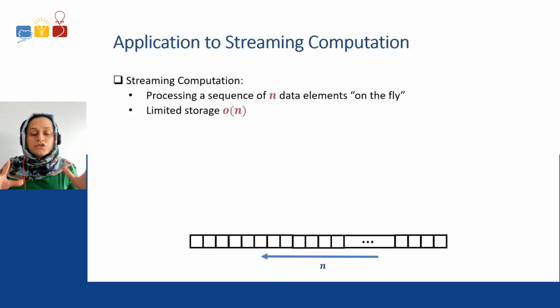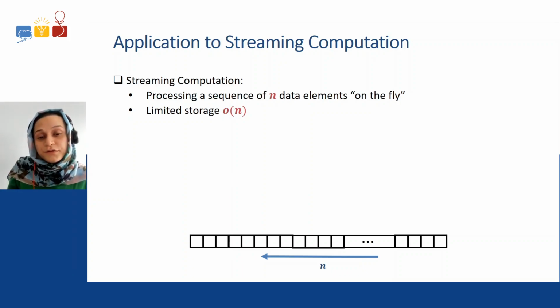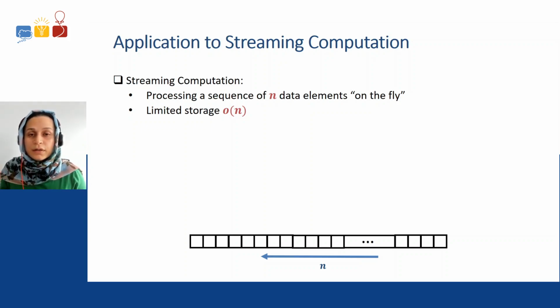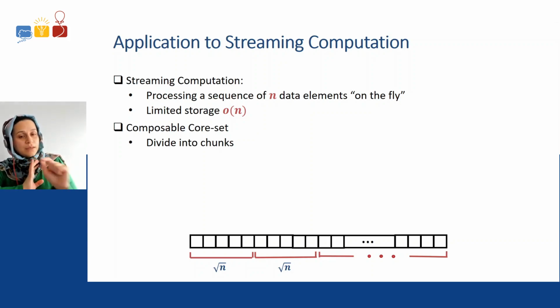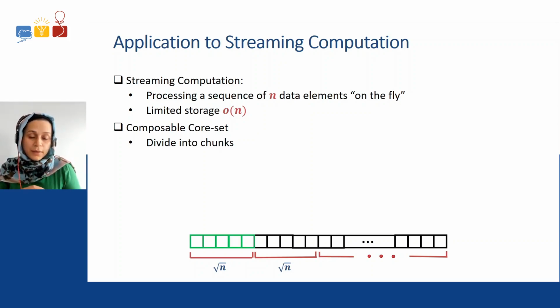The next application is the streaming setting. As I said, in the streaming model, the data is stored somewhere else, and the algorithm can make one or a few passes over the data and solve the problem on the fly using limited or sublinear storage. Again, suppose that the problem admits a composable coreset. Then we can divide the stream of input into chunks of, say, size square root n. The algorithm makes a pass, receiving the elements one by one and storing them in main memory until it receives the first chunk completely.